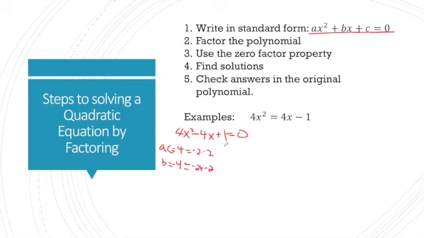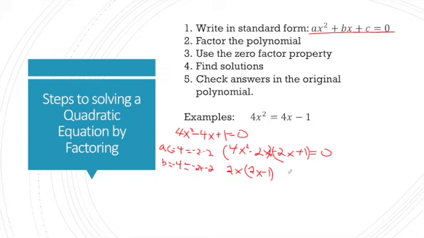So I now have 4x squared minus 2x minus 2x plus 1 equals 0. And I need to go ahead and factor. So 4x squared minus 2x, their greatest common factor is going to be 2x. That leaves me with 2x times 2x minus 1. Then here I have a -2x plus 1.